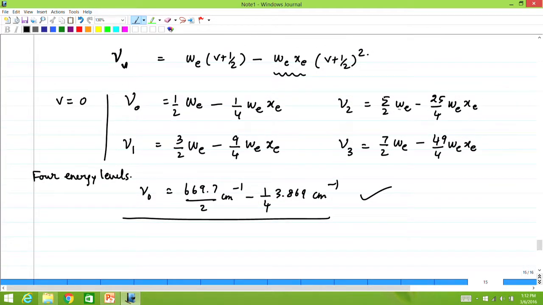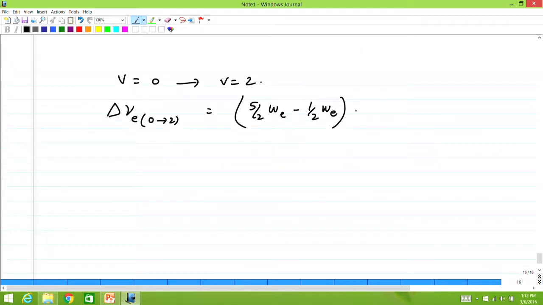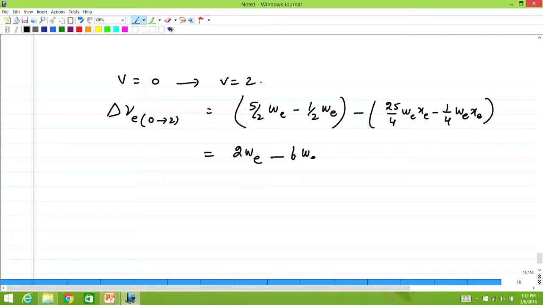5 by 2 omega E, first term, minus 1 by 2, this is between 2 and 0. And the next one is minus 25 by 4 omega E x E, minus 1 by 4 omega E x E. And so what you have is 2 omega E minus 6 omega E x E. So this is the second frequency.